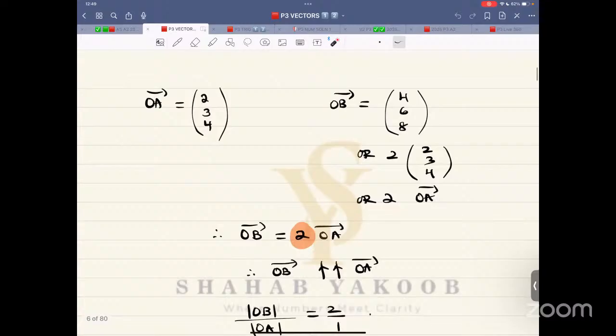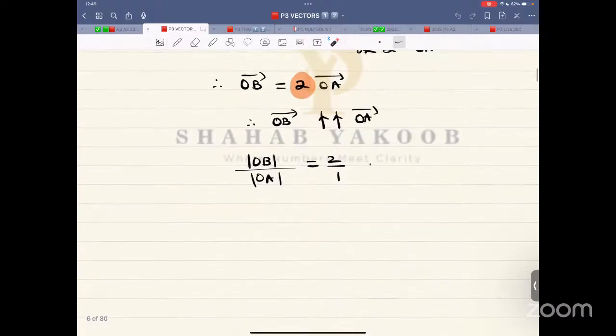Just the basic thing. The same thing over here, 2, 3, 4, 4, 6, 8. 4, 6, 8 can be simplified as 2 times 2, 3, 4. OA, OB. So technically, OB is 2 times OA. If OB is a scalar multiple of OA, that means OB and OA are parallel.